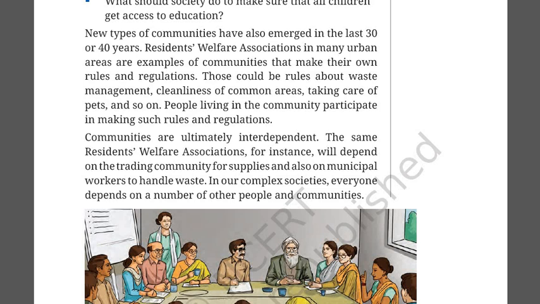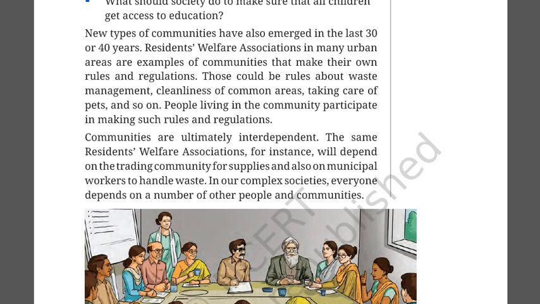New types of communities have also emerged in the last 30 or 40 years. Residents' welfare associations in many urban areas are examples of communities that make their own rules and regulations. Those could be rules about waste management, cleanliness of common areas, taking care of pets, and so on. People living in the community participate in making such rules and regulations.